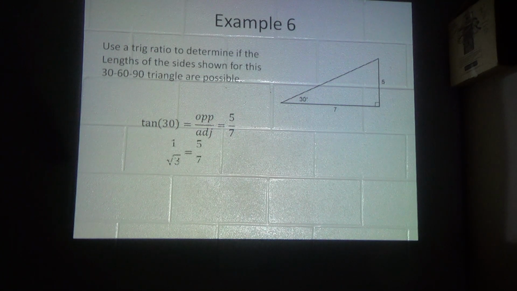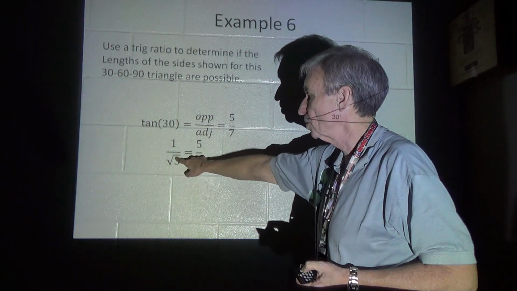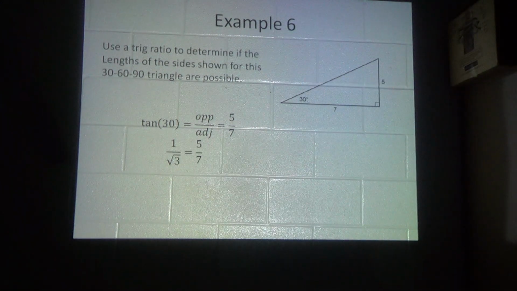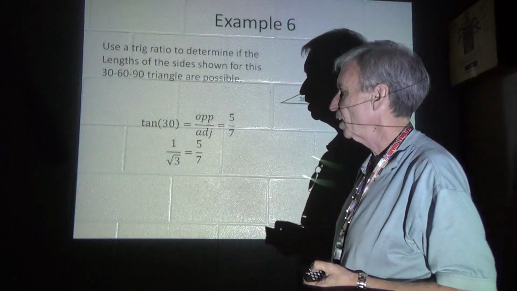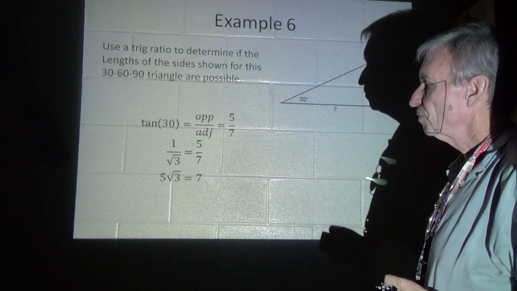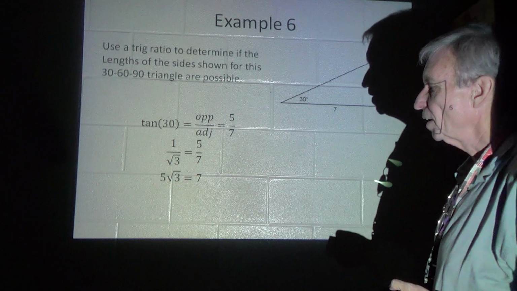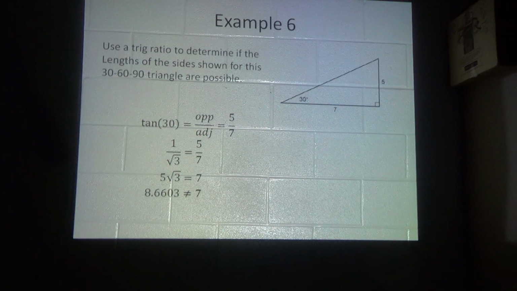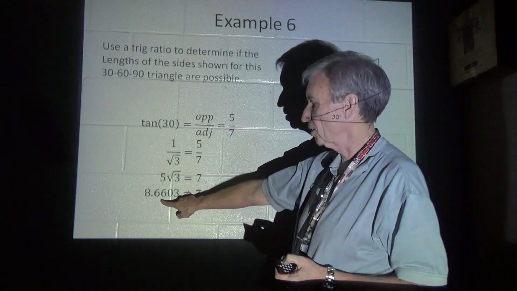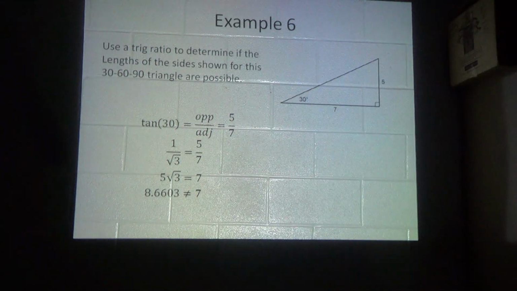So we want to see if that's equal to the tangent of 30 degrees, which is 1 over the square root of 3. So we simply set up this proportion and try to solve it. The square root of 3 times 5 gives us 5 square root of 3, and 1 times 7 gives us 7. So we'll go ahead and evaluate this using the calculator. This time that gives us 8.6603, which is not equal to 7. So these are not possible values for a 30, 60, 90 triangle.